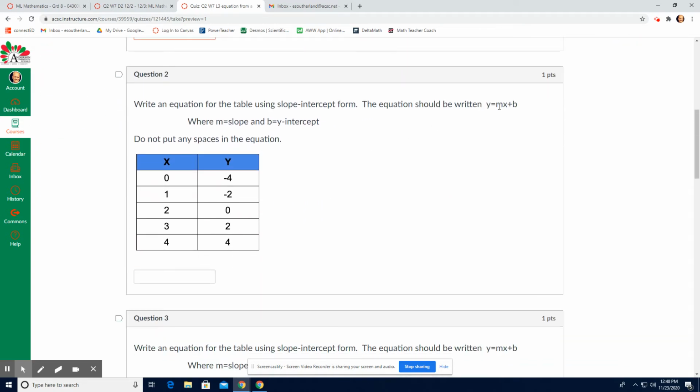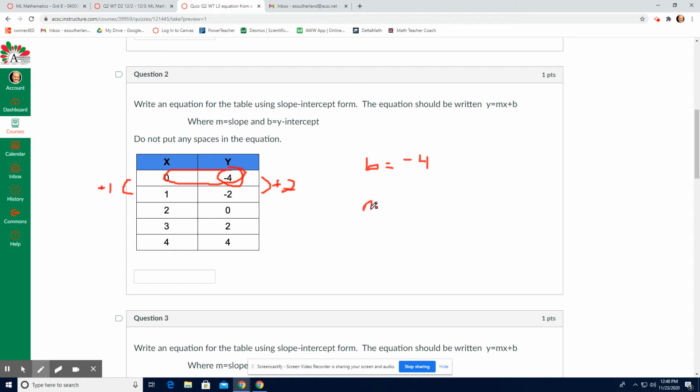Again, it's the same thing, y equals mx plus b, where m is slope, b is the y-intercept. And so we look at that, we got to figure out what our b is, which is fairly easy. We look at where x is 0, it says the y is negative 4, so our b is negative 4. We can see that from here to here is plus 2, and from here to here is plus 1.